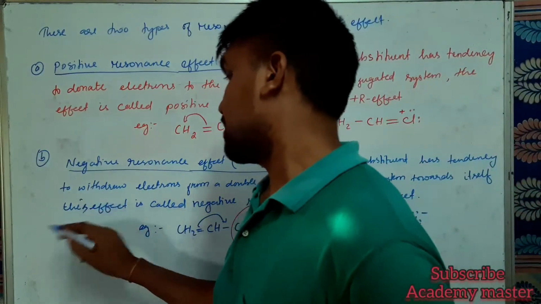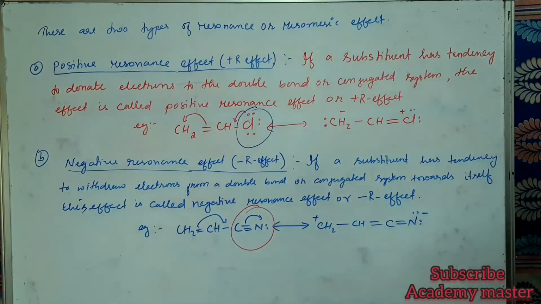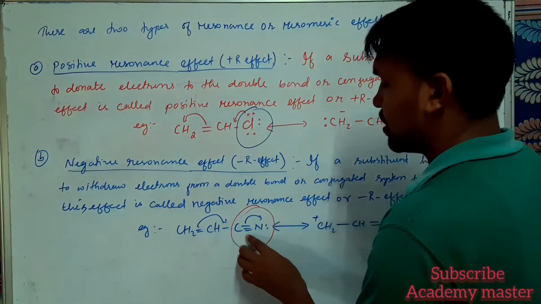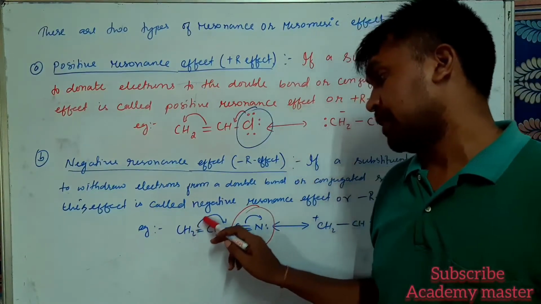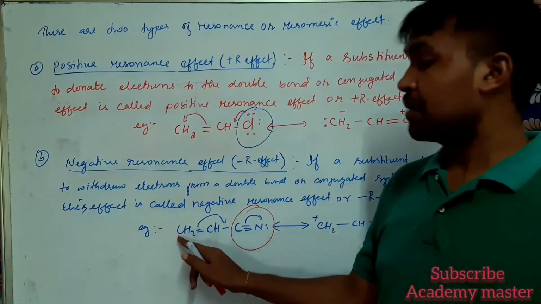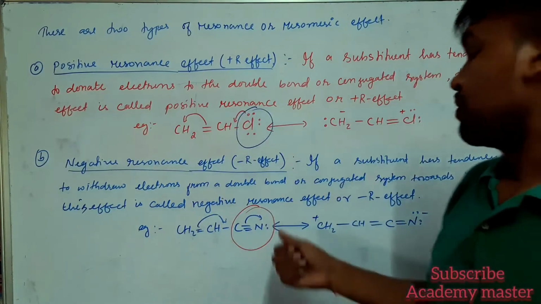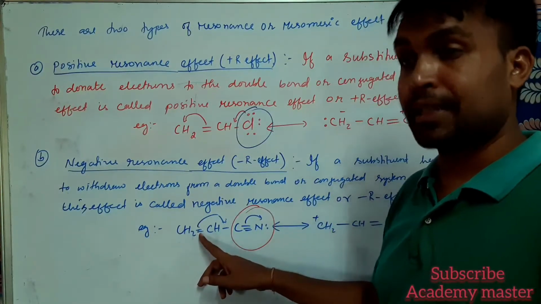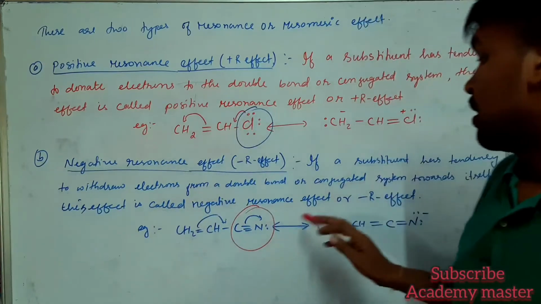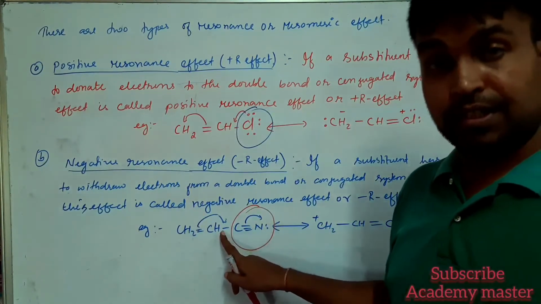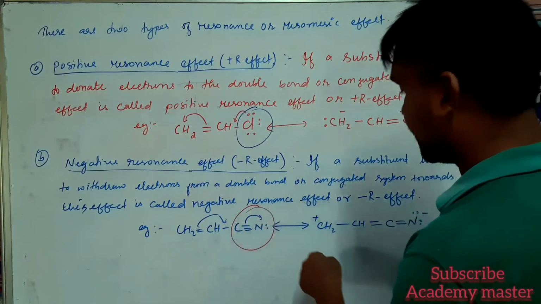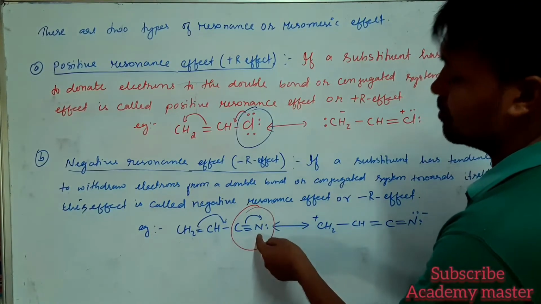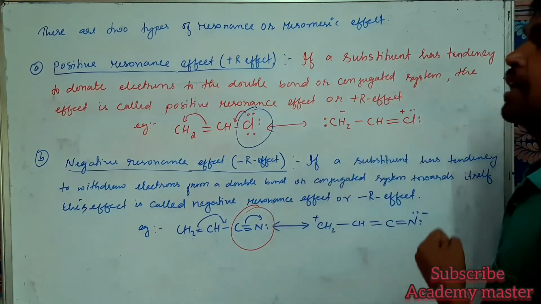This effect is called the negative resonance effect or minus R effect. So here it is CH2 double bond CH single bond C triple bond N. You can see clearly here, this double bond is broken and the electrons are shifted to the next carbon. Since this carbon is giving away the electrons, it will get a positive charge. And here the bond will be single since it is broken and the electrons are shifted to the next one. So the electrons are coming and will form a bond. Here is a single bond, but after the reaction you will see that there will be a double bond. Now this triple bond will be broken, only a double bond remains, and the electrons will be given to the nitrogen. That means this CN is pulling the electrons towards itself.